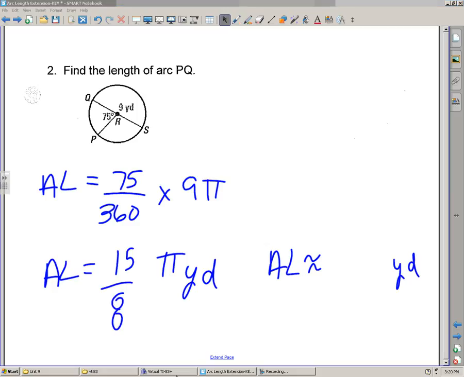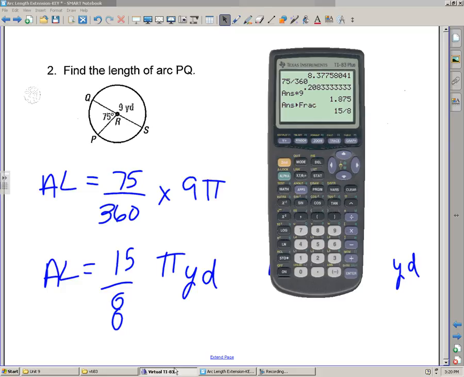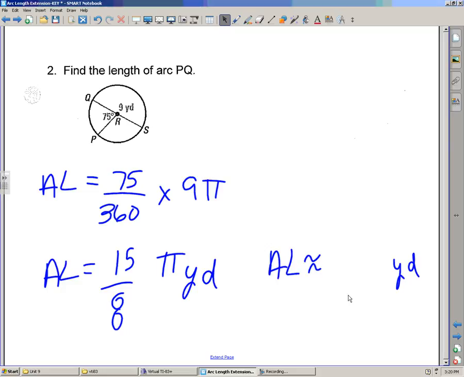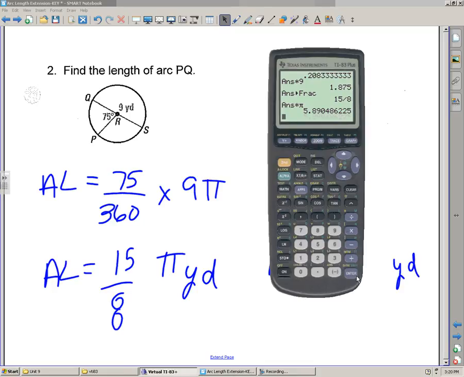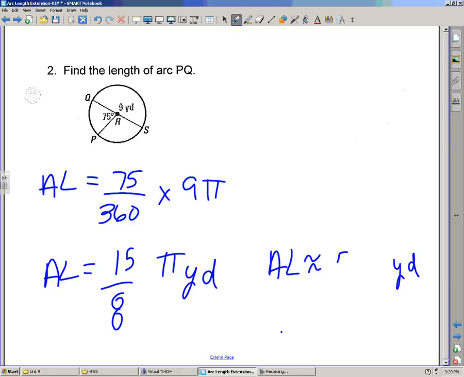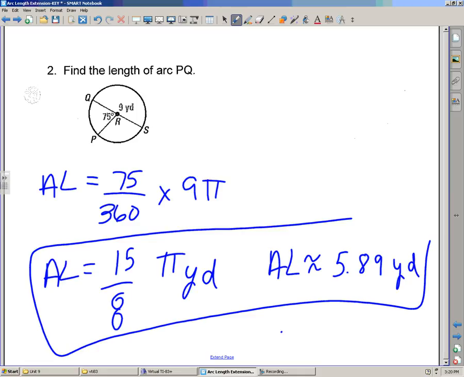If we multiply the pi through, we take 15/8 times pi, and this comes out to be 5.89 to the nearest hundredth. Again, you should be able to get two answers, one in terms of pi and one that's multiplied out.